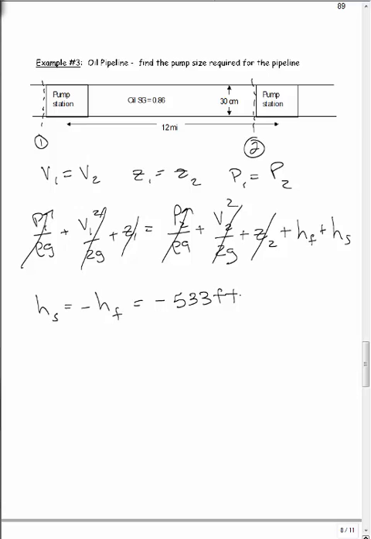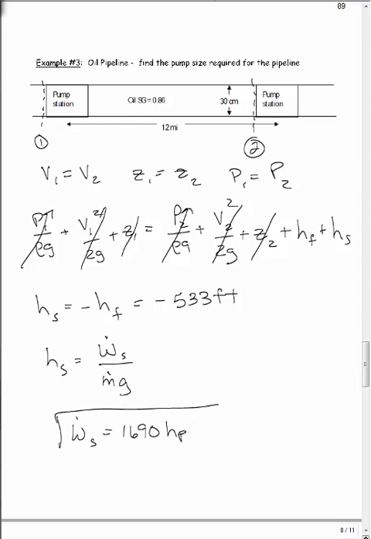Okay, so all we have left to do is a little bit of conversions with knowing that our HS is W dot S, or pump power, over M dot G. So just rearranging, plugging in, I'm just going to give you the answer here. W dot S equals 1,690 horsepower.